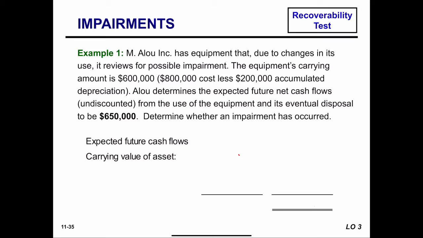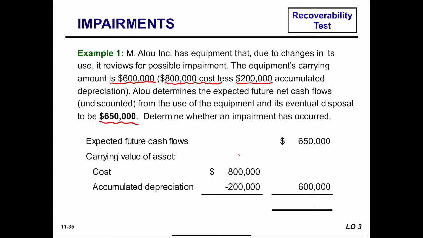The book value we are given is 600,000, which is the difference between cost of 800,000 and 200,000 accumulated depreciation. We're also given that the sum of the future cash flow from this asset is $650,000. Then we compare the book value with the sum of the expected future cash flow. The book value is less than the future cash flow. That means no impairment should be recognized. The asset was not overstated.